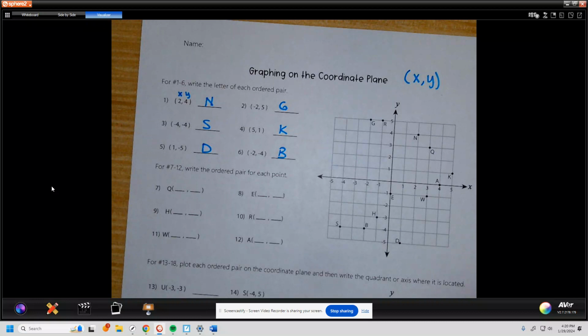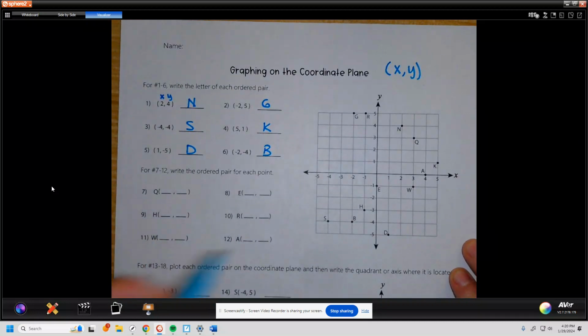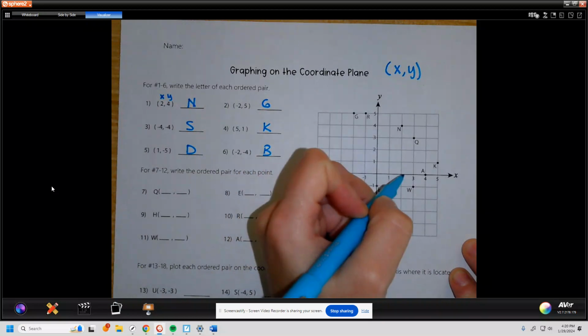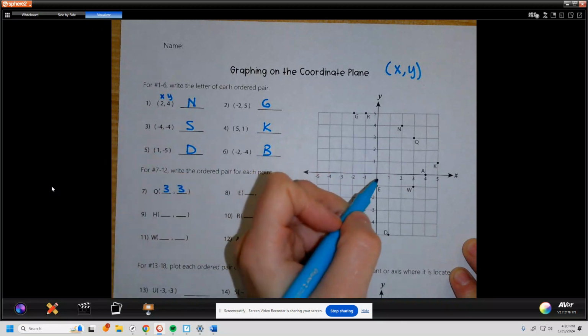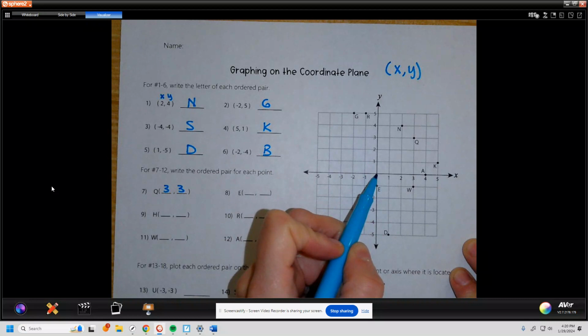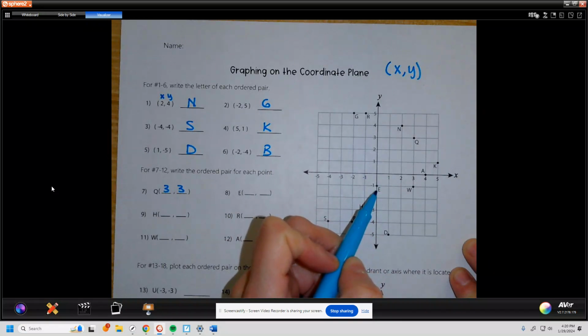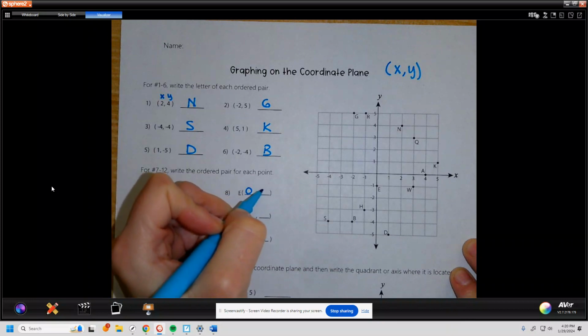For 7 through 12, write the ordered pair for each point. Let's see, Q. So for Q, they went over 3 and up 3. 3, 3. For E, let's see. It looks like they didn't go left or right. They stayed on the y-axis. They just went down to -1. So that means 0 would come first, and then -1.